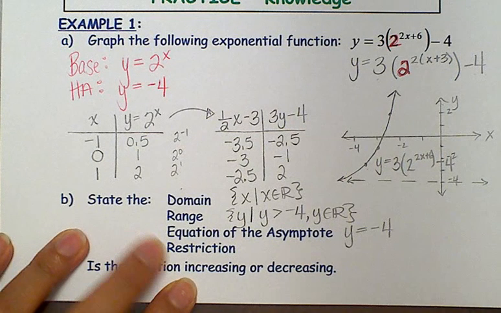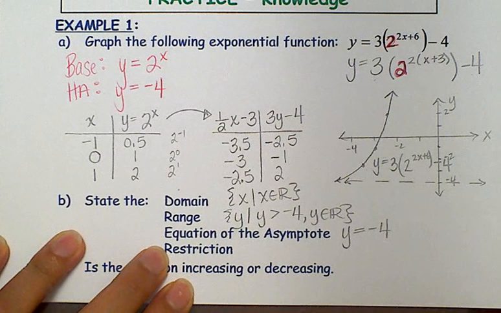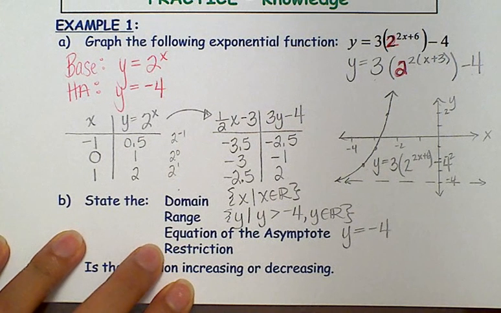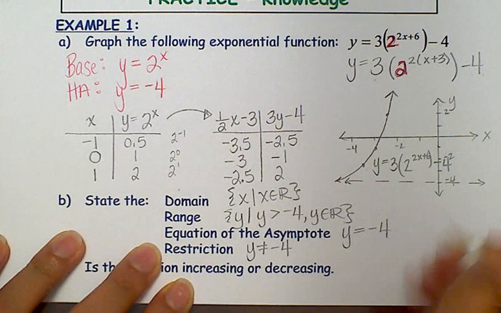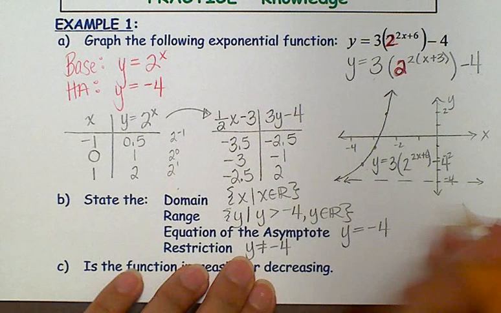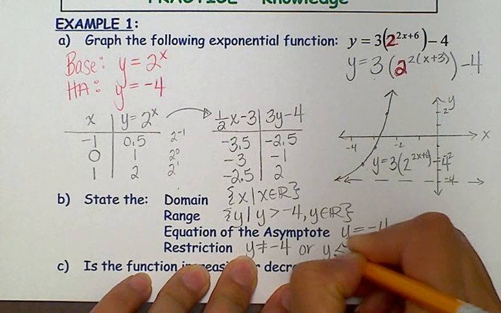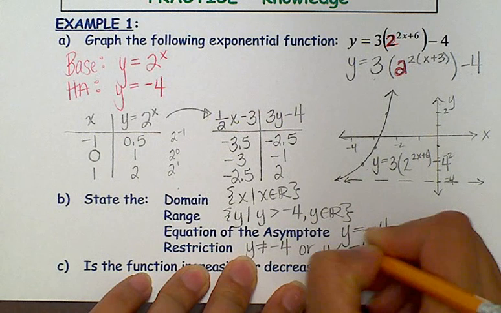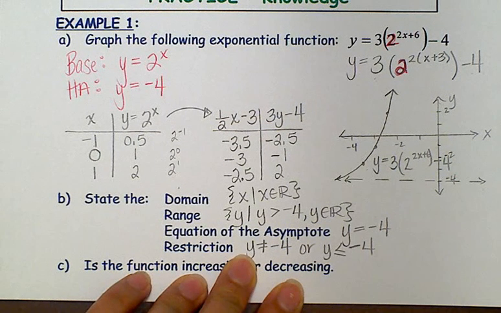And in terms of the restriction, I know we didn't look at this in too much detail. You don't have to worry about it too much anyway. In terms of the restriction, it just means what value of y can you not have. And in this case, y cannot equal -4, or y cannot be less than or equal to -4. That's another way of actually looking at it, because you can't actually have values of y that are less than -4 as well. Okay?